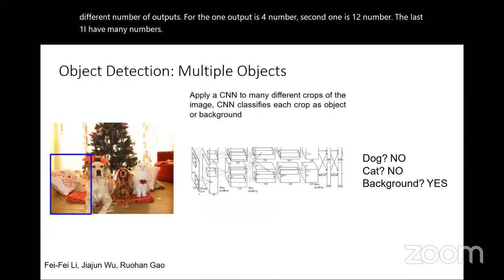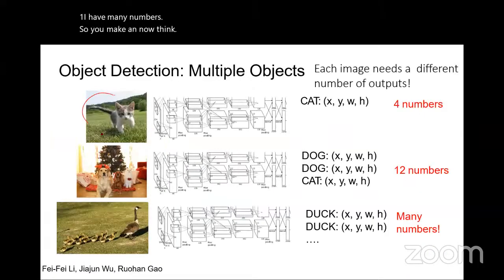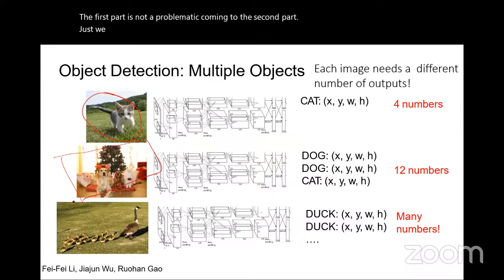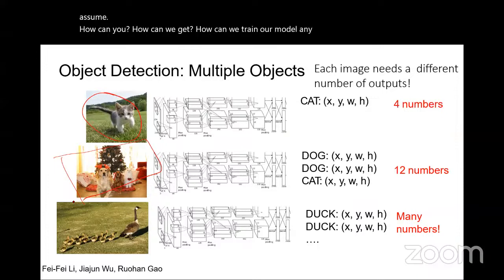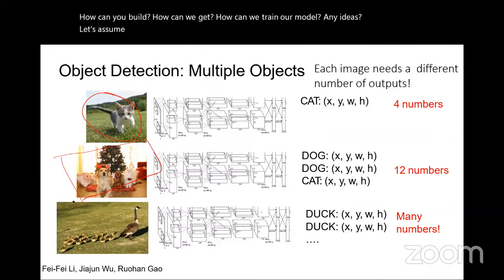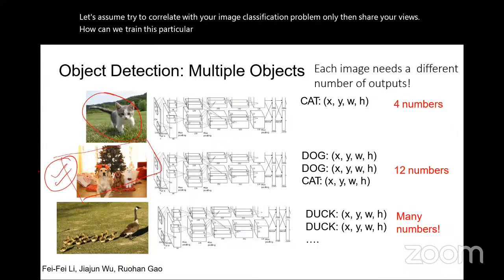So you may now think the first part is not problematic. Coming to the second part, let's hypothetically think about a finite number of objects, maybe 3 or 4. How can we train our model? Any ideas? Let's try to correlate with the image classification problem, then share your views. How can we train on this particular second image? Any ideas?